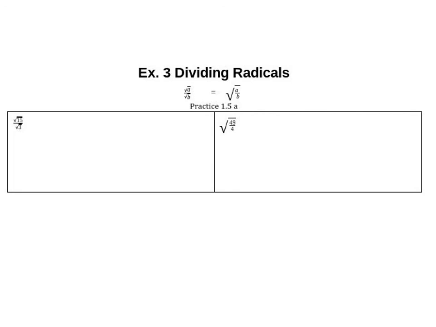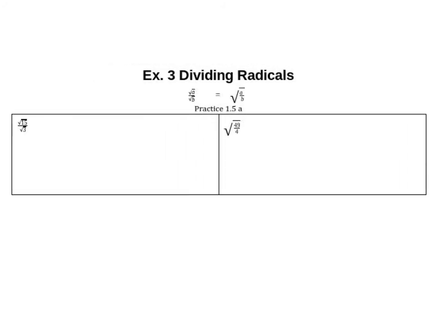And looking at our last example 3, dividing radicals. This right here is going to state that if we have a square root over a square root, we could combine them into 1, and vice versa. So this whole statement goes both ways. So we'll take a look at each of them.